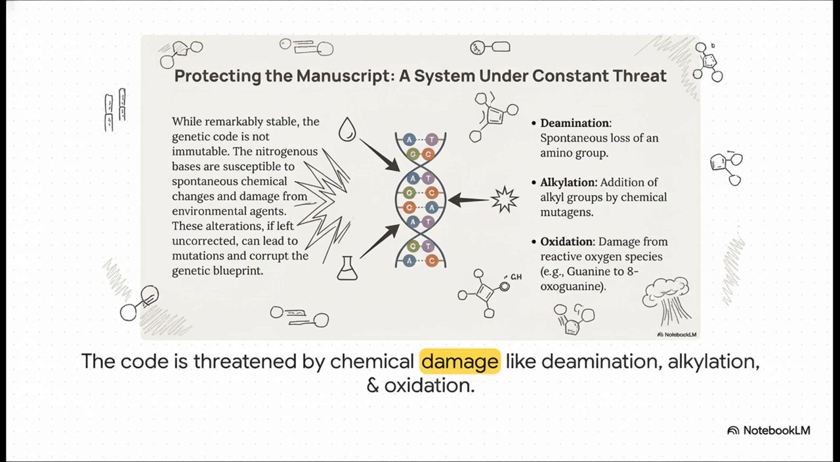Right. Our DNA is not invincible. It's constantly being attacked by chemicals, by radiation, even just by spontaneous decay. One of the most common threats is something called deamination, the spontaneous loss of an amino group. If these little changes aren't corrected, they become mutations, permanently corrupting the blueprint of life.